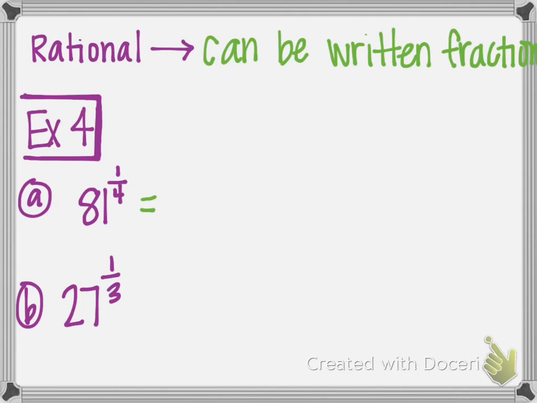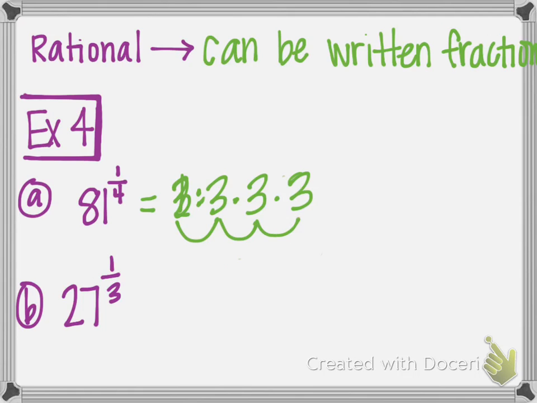So I can try 1. 1 times 1 times 1 times 1. But that's stupid because I'm just going to get 1. I could try 2. 2 times 2 times 2 times 2. That's going to be 4, 8, 16. Not 81. So let's try 3. 3 times 3 times 3 times 3. That's going to be 9. Oops. 9, 27, 81. So it's 3 times 3 times 3 times 3.